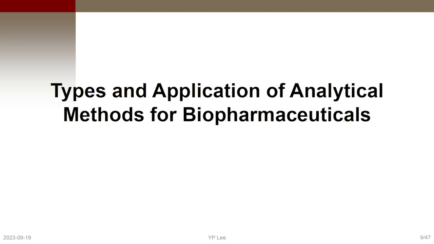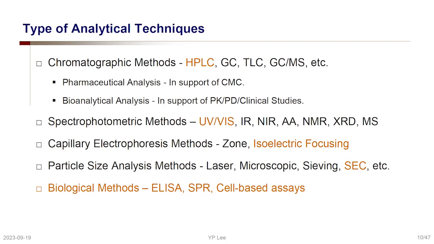In analytical methods, there are some types and some applications. If you look at this slide, there are different analytical techniques, like chromatographic methods. HPLC would be the most widely used one. Assay HPLC, ion exchange, and hydrophobic interaction HPLCs are widely used. And for spectrophotometry methods, we can see UV-visible. More recently, we can see CD and NMR. These technologies are increasingly being used for biopharmaceuticals.